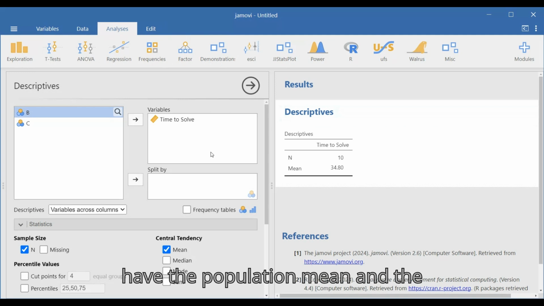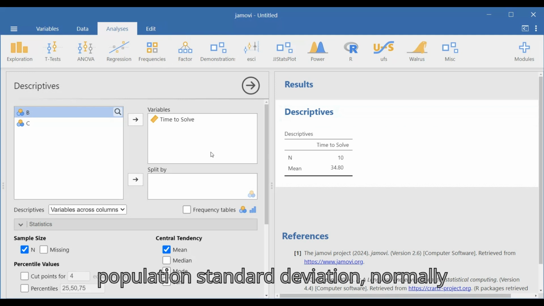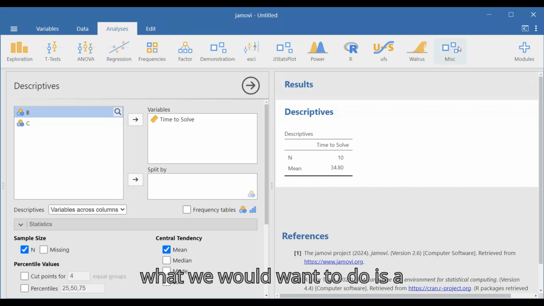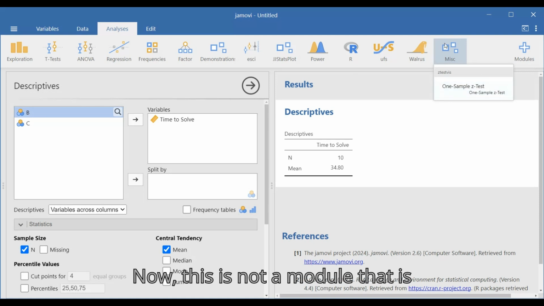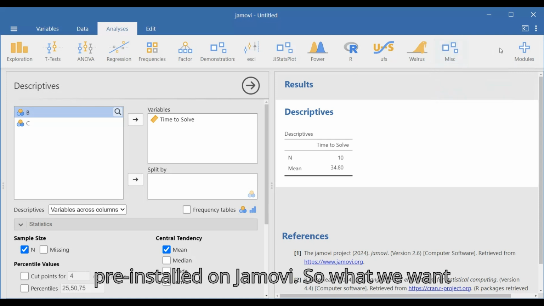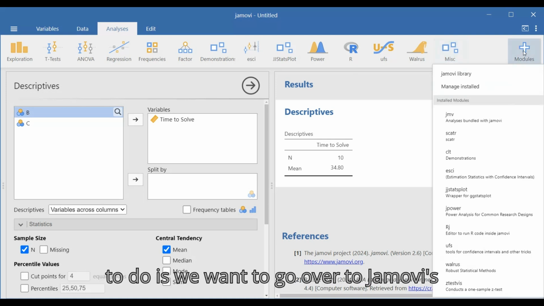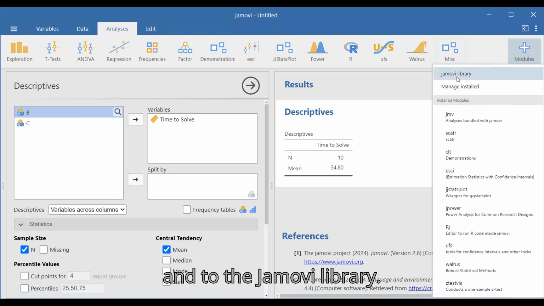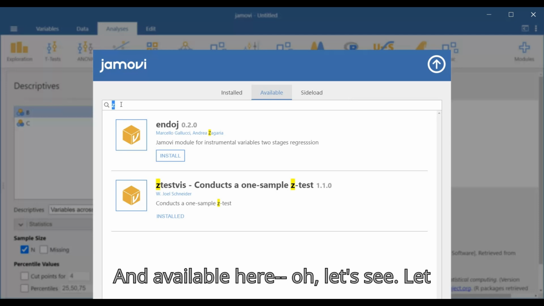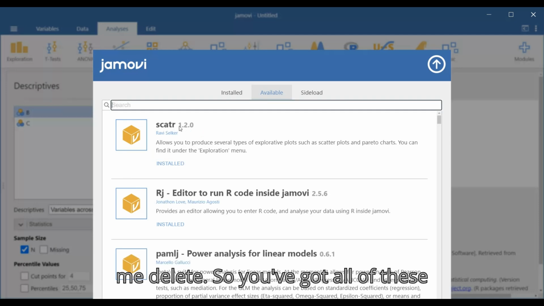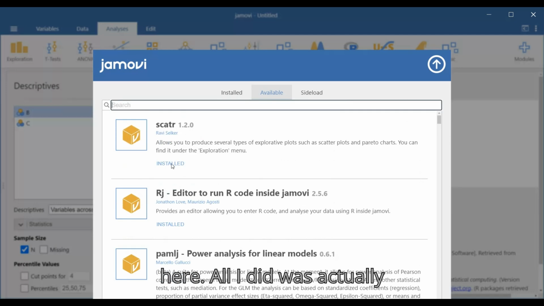we have the population mean and the population standard deviation, normally what we would want to do is a one sample z-test. Now, this is not a module that is pre-installed on Jamovi. So what we want to do is go over to the Jamovi library, and available here, let me delete, right? So you've got all of these here.